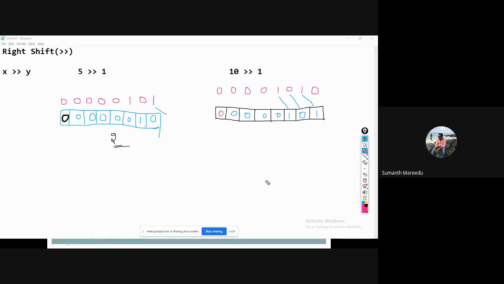So what is the decimal equivalent of 101? 4 plus 1, which is 5.